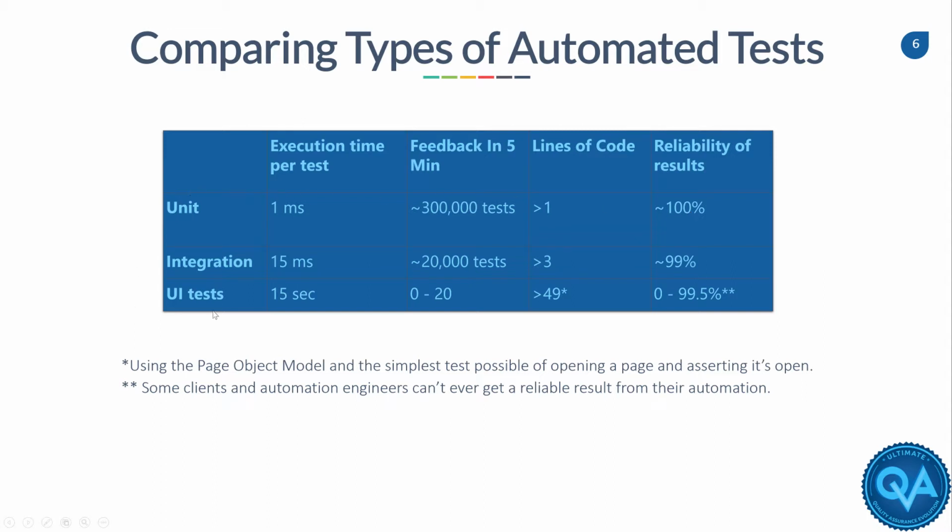On the other side of the spectrum, the most complicated type of automation are UI automated tests. A very quick automated test can be about 15 seconds. That's just something simple like opening up a browser and navigating to a URL and making sure that that page is loaded. A feedback loop, if you want to have one of 5 minutes, you can have anywhere from 0 to 20 tests. If all of your tests are running in 15 seconds, you can have 20 tests execute in that same amount of time.